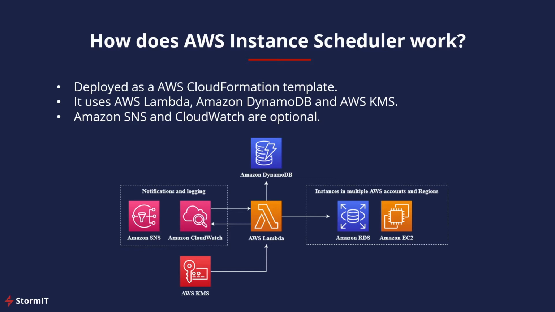So let's look at how it works. This is a diagram of Instance Scheduler solution architecture. The main part of it can be simply deployed as a CloudFormation template, but we will get to that later in our demo. It uses AWS Lambda to automatically stop and start EC2 and RDS instances across multiple AWS regions and accounts on a defined schedule. The schedule configuration is stored inside a DynamoDB table. You can also configure SNS topics and CloudWatch for notifications and logging. The solution creates a customer master key in KMS, which is used to configure server-side encryption for the SNS topic and the DynamoDB tables.